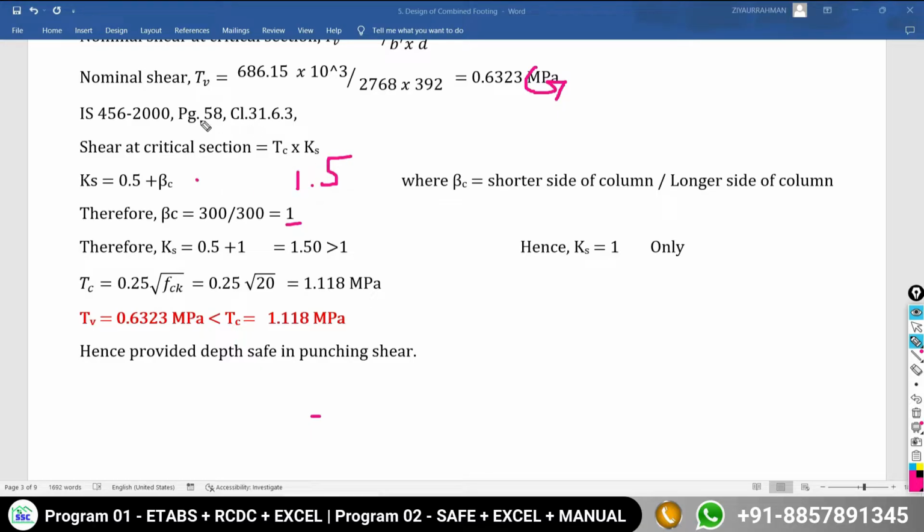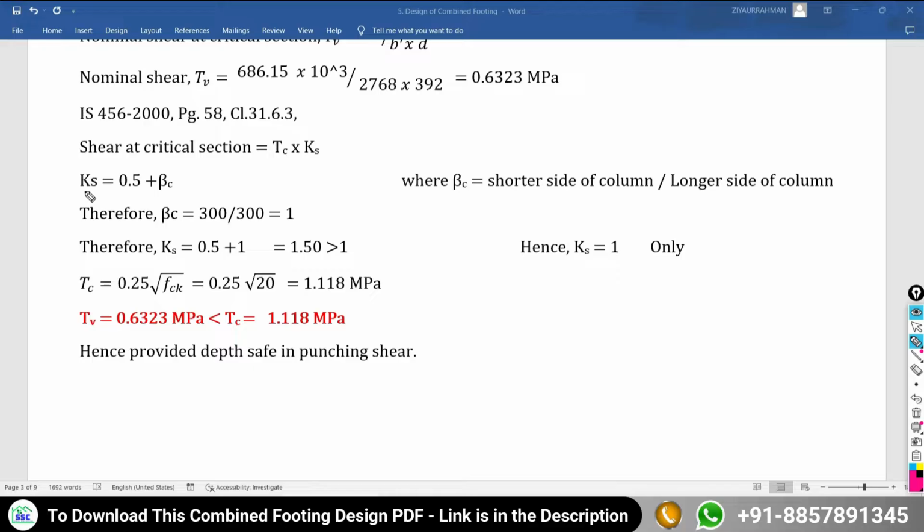But if you look at IS 456 2000 page number 58 clause number 31.6.3, there you will see that this Ks value you cannot use beyond 1. The maximum value you can use is 1. So here we are getting the Ks value more than 1. That's why we are going to limit it to a maximum of 1.